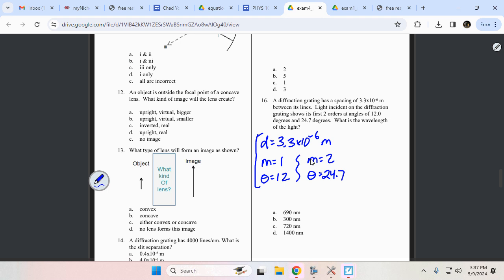So I say d sine theta, 3.3 times 10 to the minus 6 times sine of 12 is equal to m times lambda, and then I solve for lambda. I don't remember what lambda was. Do y'all know? 690. Okay. 690 times 10 to the minus 9 meters. You will have that question, but not that other one.